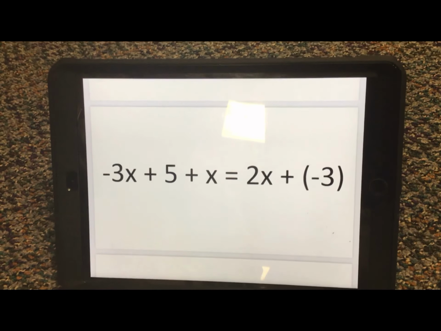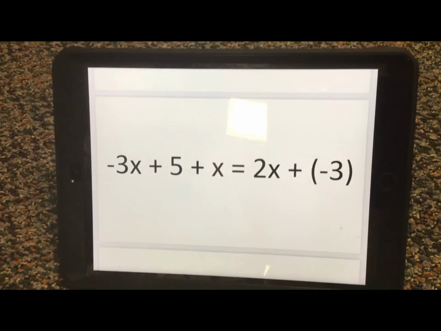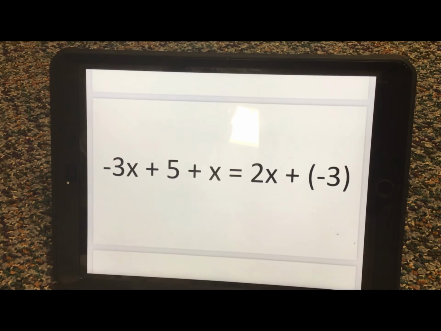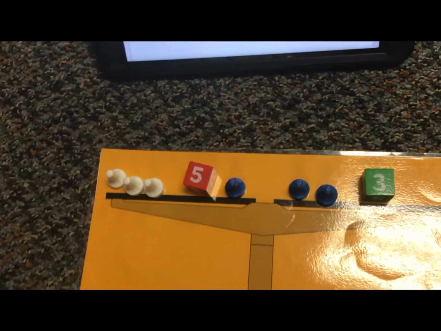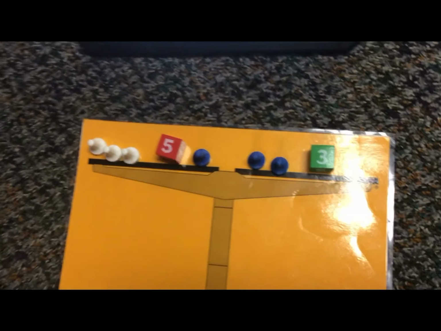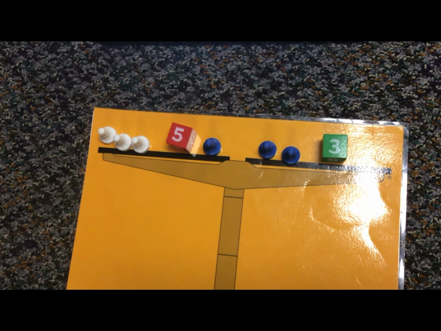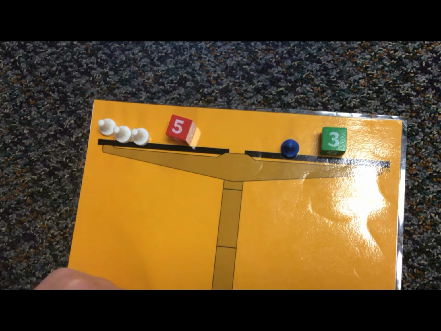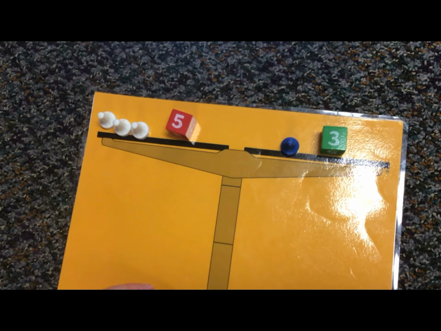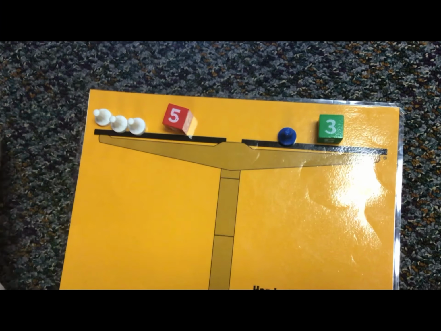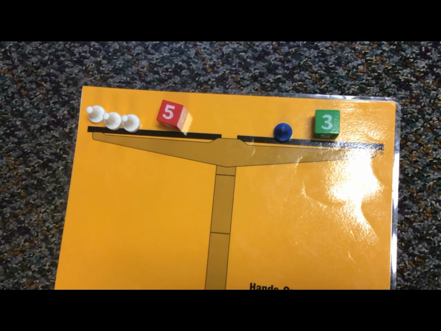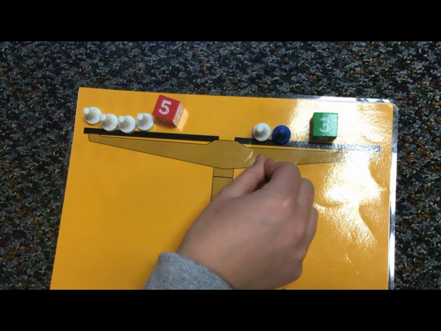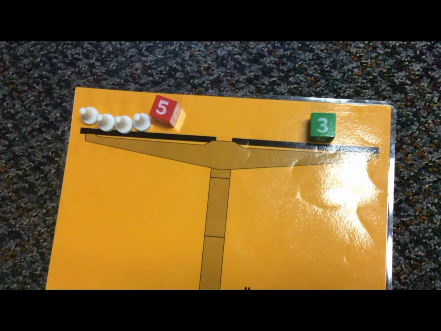My final problem is the opposite of 3x plus 5 plus x equals 2x plus the negative 3. So the first thing I'm going to do is take a blue pawn away from each side. And then I want to get rid of this blue pawn, so I'm going to add a white pawn to each side. And then this is a pair of zeros, so I don't need that, so I can take that off.